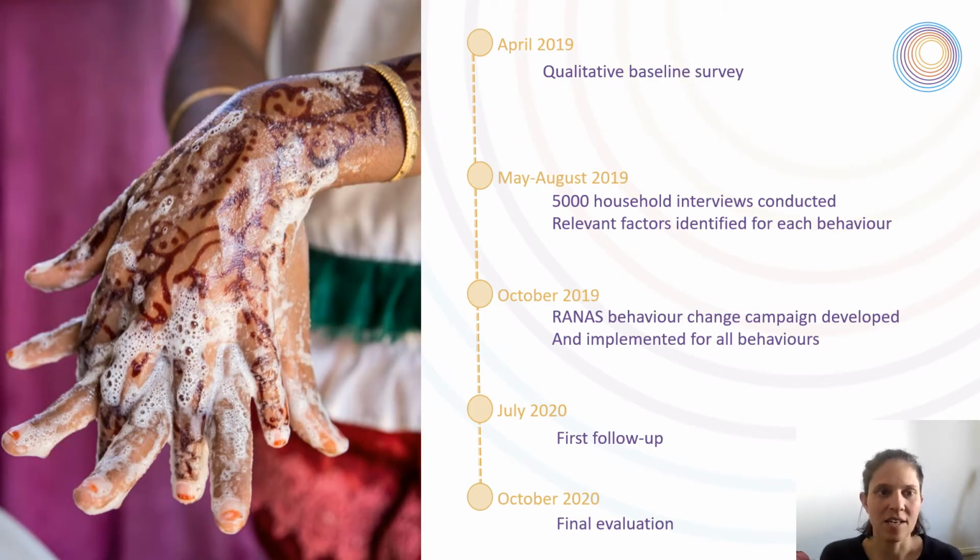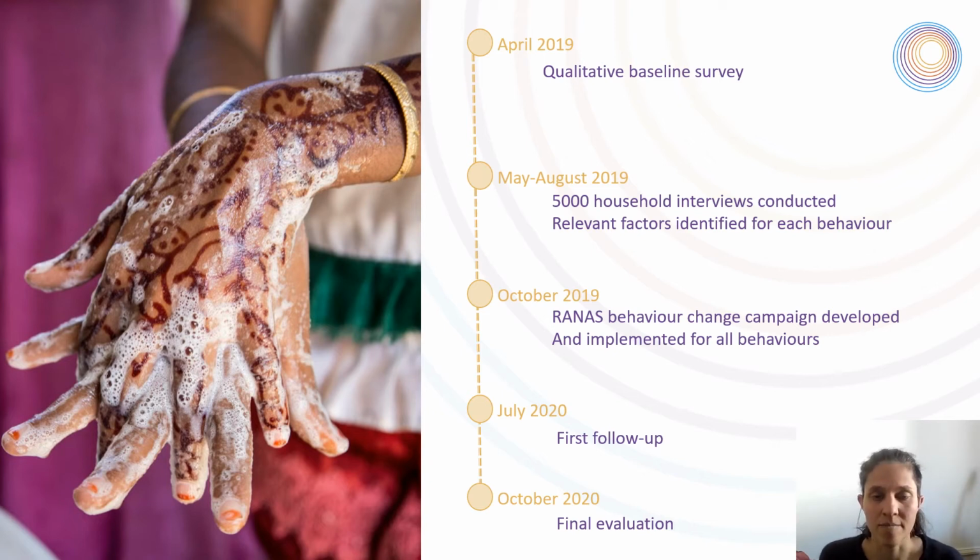Here you can see the timeline of our project in Cox's Bazar. It all started in April 2019 with several qualitative interviews, the qualitative survey on all the different behaviors, to understand the context of the behaviors in the camps. We used the outcomes of the qualitative survey to develop the quantitative survey, which was then implemented from May to August 2019 in more than 5,000 households.